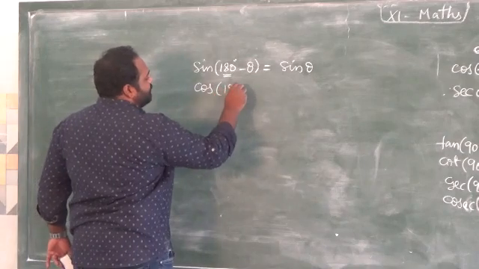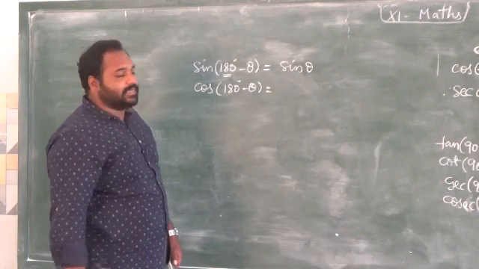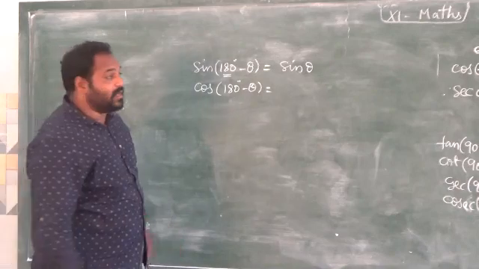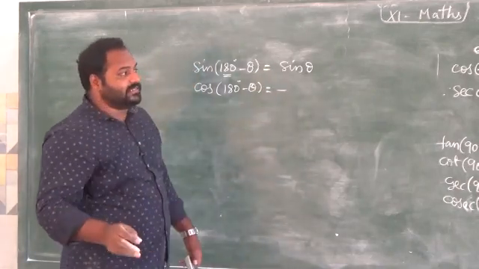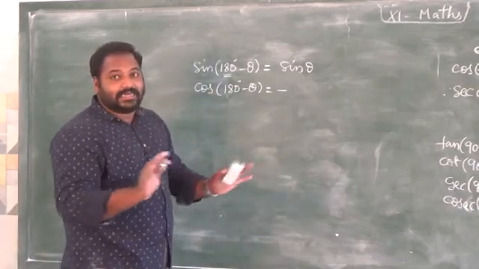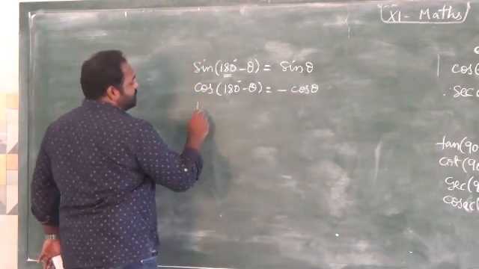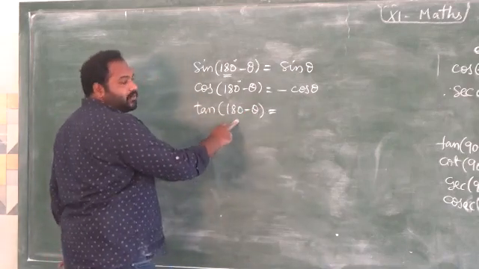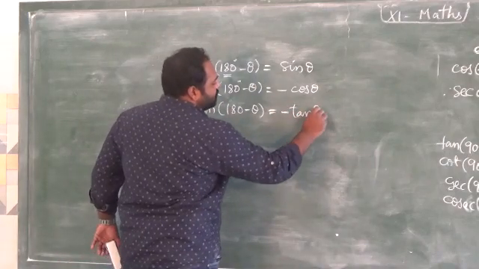Cos 180 minus theta. It is also second quadrant. Is cos positive or negative? It is negative. Cos is negative in the second quadrant, so minus. For 180 we don't have any changes. For 180 or 360 we don't have any change in the ratio. You have to write as it is. Cos theta. Same like that, tan 180 minus theta. Second quadrant, tan negative, minus. For 180 no change in the ratio.